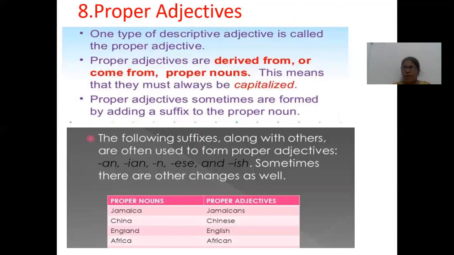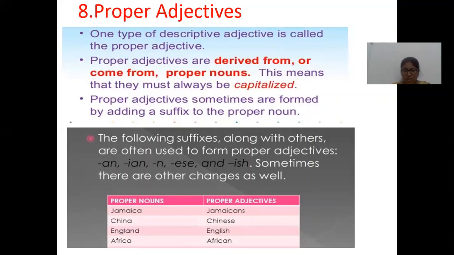Next is proper adjectives. It is one type of descriptive adjective and it is derived from, or it comes from, proper nouns. This means they must always begin with a capital letter or they should be capitalized. Now, proper adjectives sometimes are formed by adding a suffix to the proper noun. Suffix is what? Few letters we put at the end of a word to change its meaning.